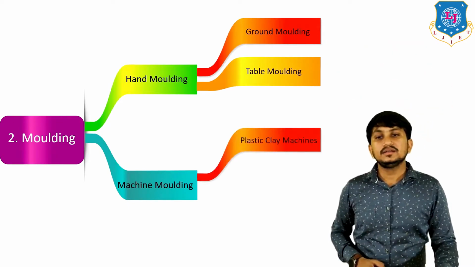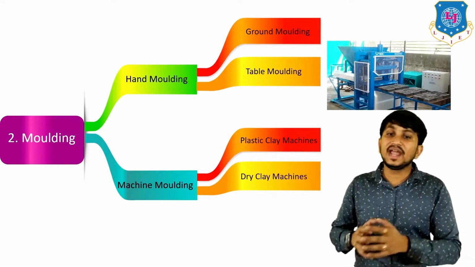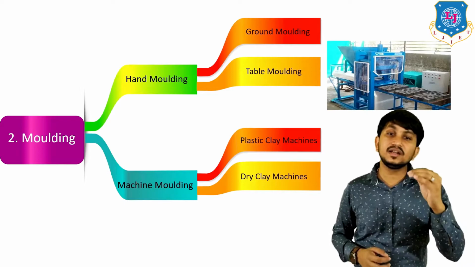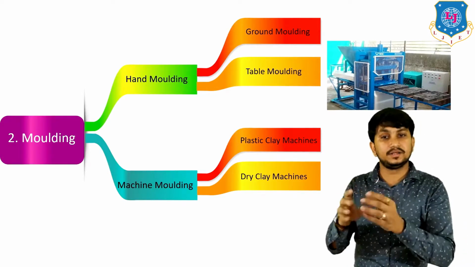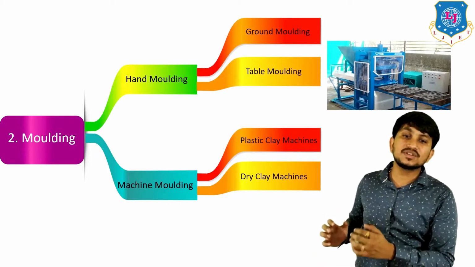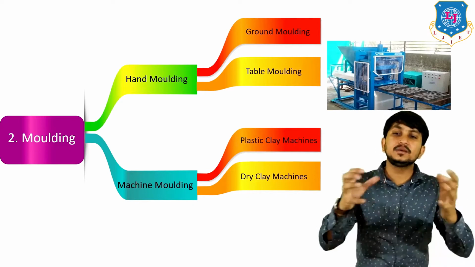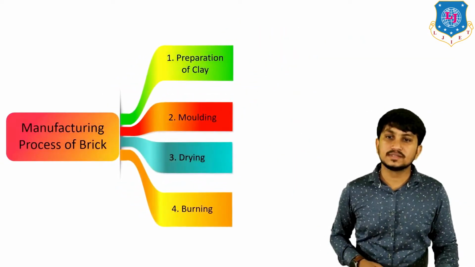In machine molding, there are also two types of machines: plastic clay machines and dry clay machines. Plastic clay machines are generally used for plastic clay, or clay having water in it. A dry clay machine is generally used for using dry clay for making the bricks. Okay, that's all about the molding process.